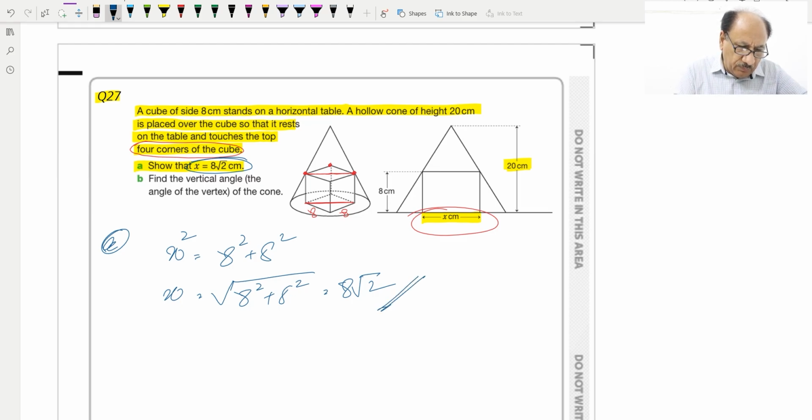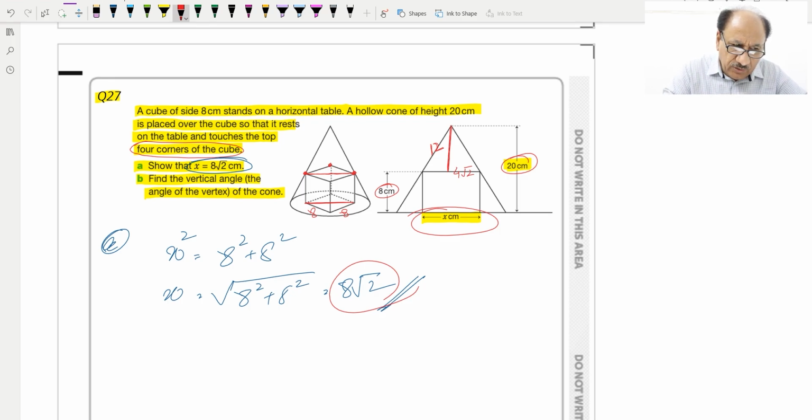We have done. Now the B part says find the vertical angle, the angle of vertex of the cone. Which angle is required? Now I will draw this one. This is the vertical height. So this height is 20 minus this height 8, so this is 12 centimeters, and x value is this one, 8 under root 2. So half of x will be 4 under root 2. This distance also we found.